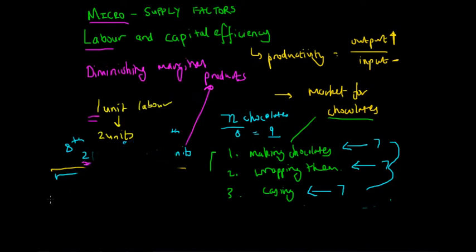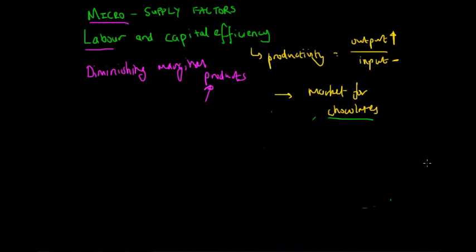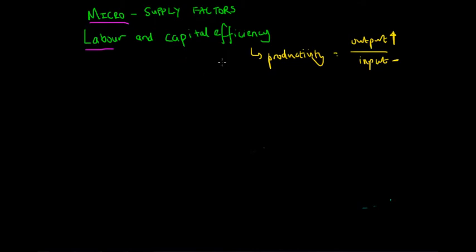So before, we assumed that every person could make, or wrap, 7 chocolates in an hour. But now let's assume that this actually increases to 10. So we have 10 people. This is a completely new example. We have 10 people. They make, they wrap, and they case.